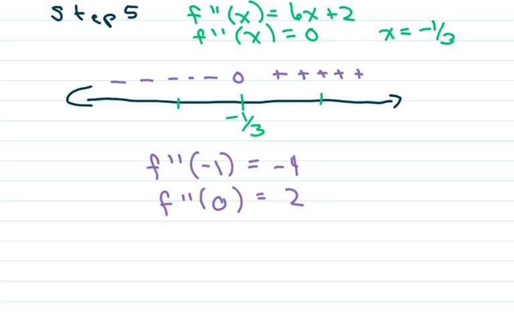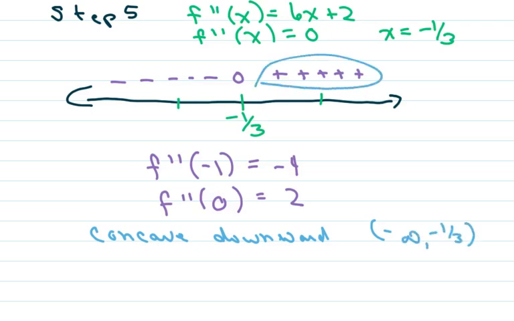Therefore, f is concave downward. So this part right here, it's concave downward from negative infinity to negative 1/3, and here it's concave upward from negative 1/3 to infinity.